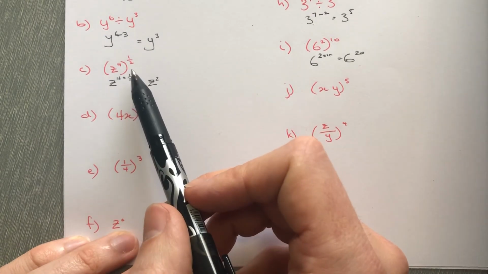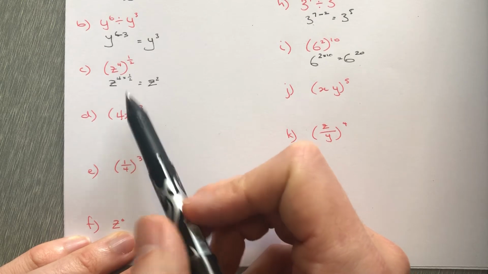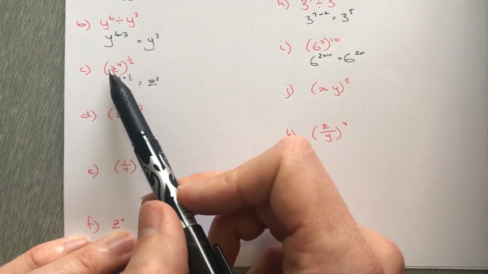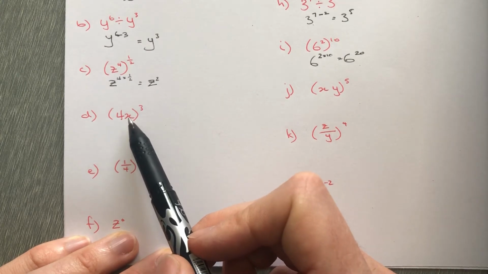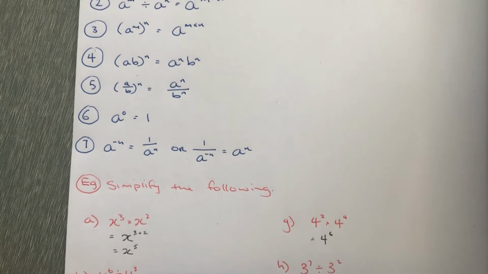So it looks kind of similar to the one above here, except there's no extra power inside here. And this was just like your single letter. There was no other number out the front. This one has a number out the front. Let's go up to our laws and see if there's anything that looks similar to that.